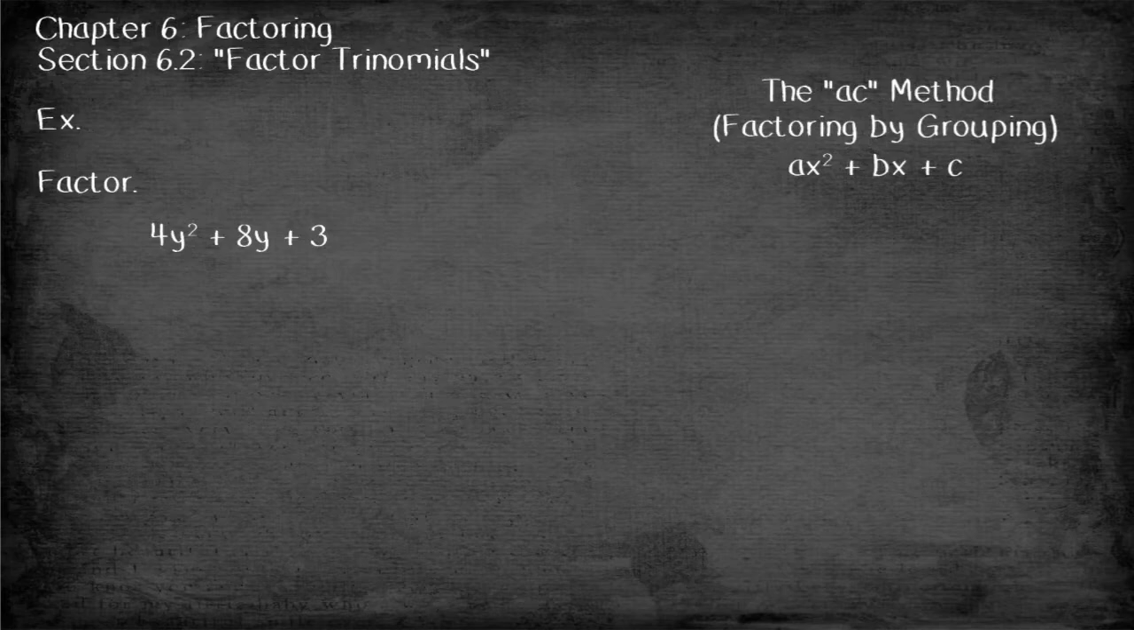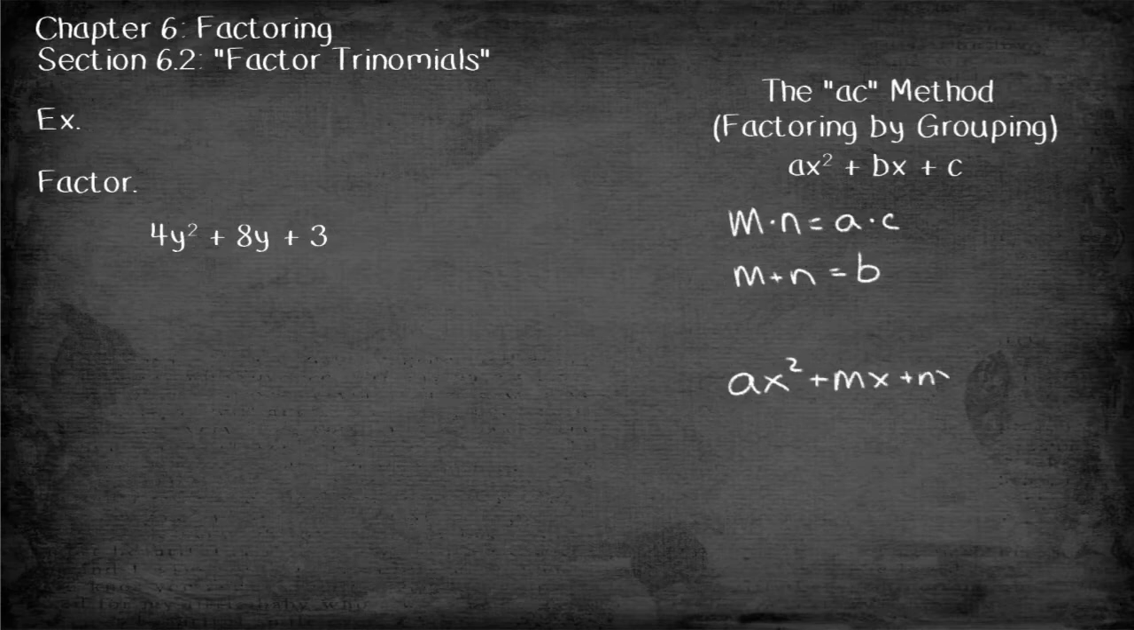You want to find two numbers, m and n, that multiply to give you a times c, and add up to give you b. Then you're left with something like ax squared plus mx plus nx plus c. And then from there, you just factor by grouping to get your answer. So let's try that out.